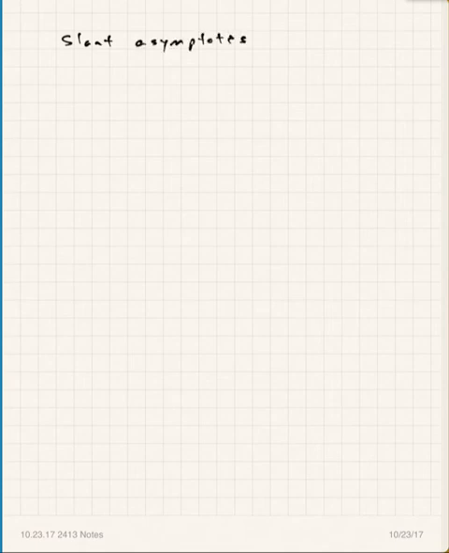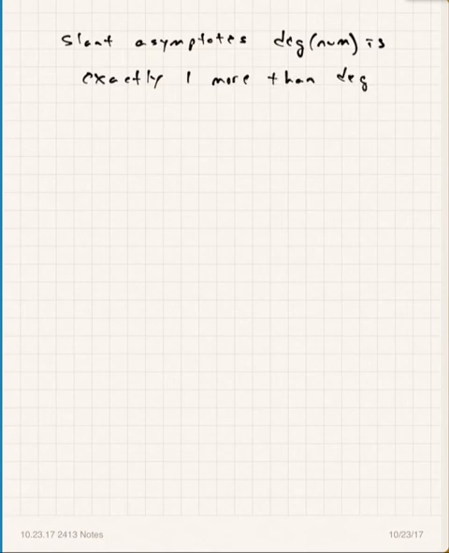So a slant asymptote occurs when the degree of the numerator is exactly 1 more than the degree of the denominator. And let me show you what I'm talking about there as far as the degree of the numerator and the degree of the denominator.